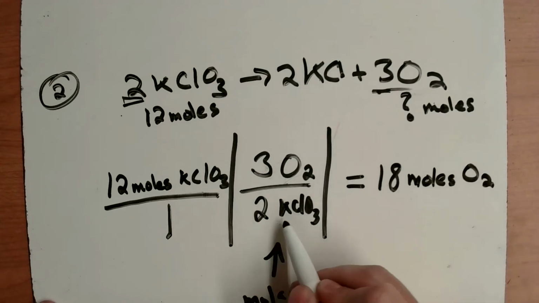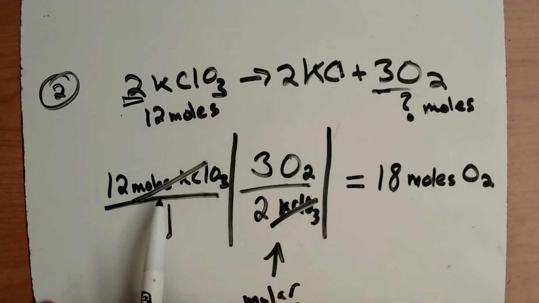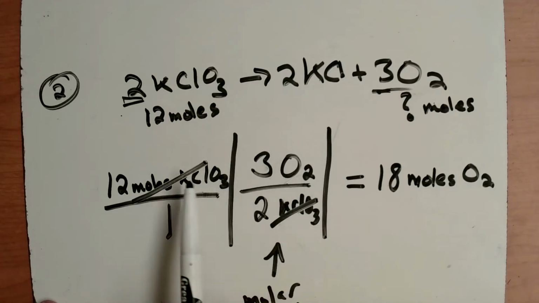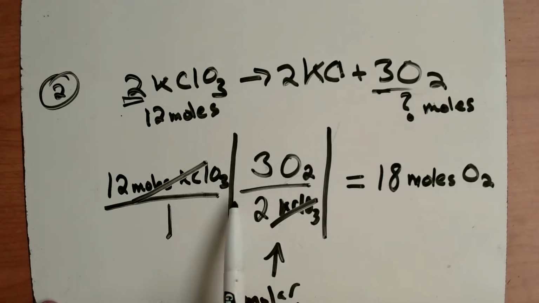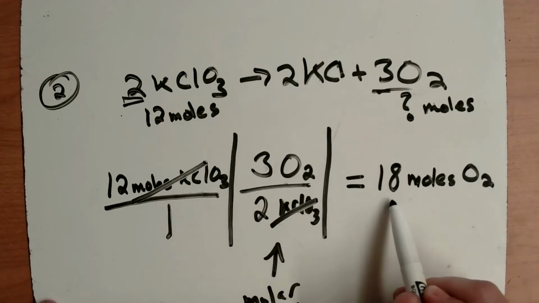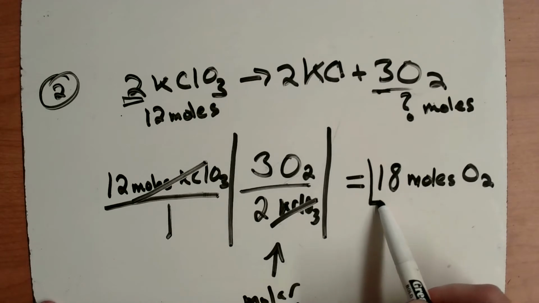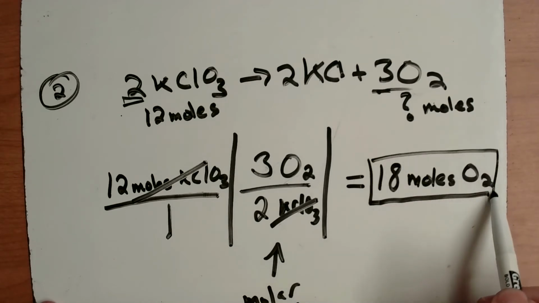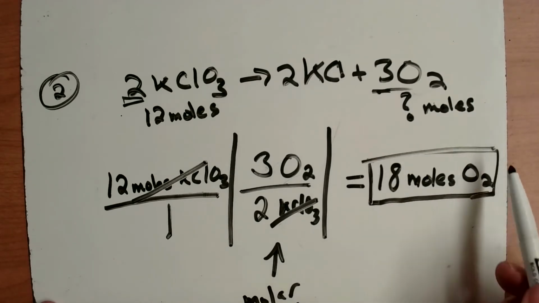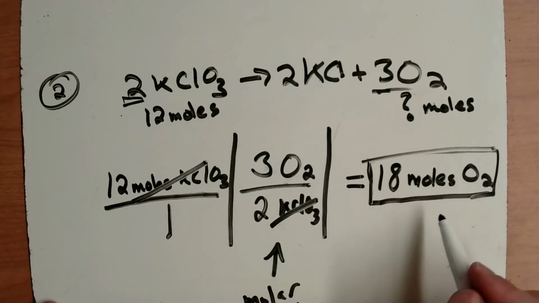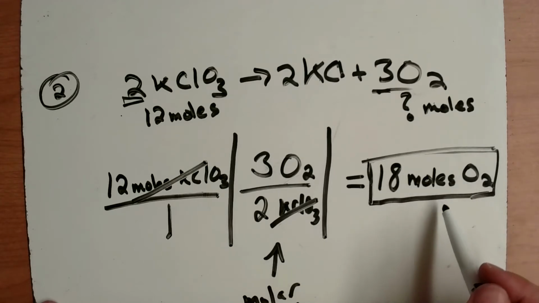You'll see that the KClO3 cancels out because the units cancel out. Not the numbers, but the units. Always in stoichiometry, the units should cancel out to give you what you need in the end. And again, you always need to circle or box your answers. If you're doing this on the Google Doc, just bold it and make it bigger.